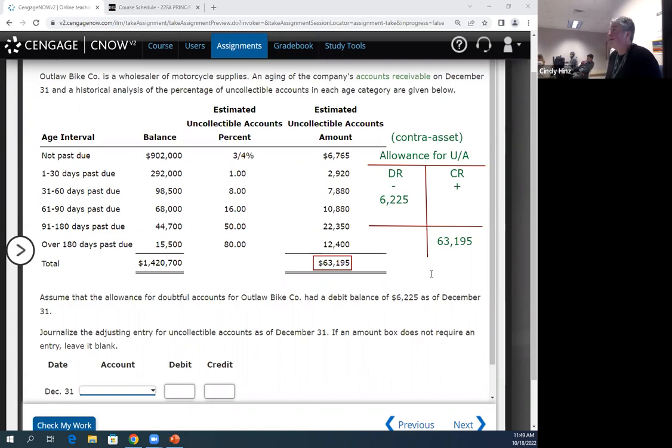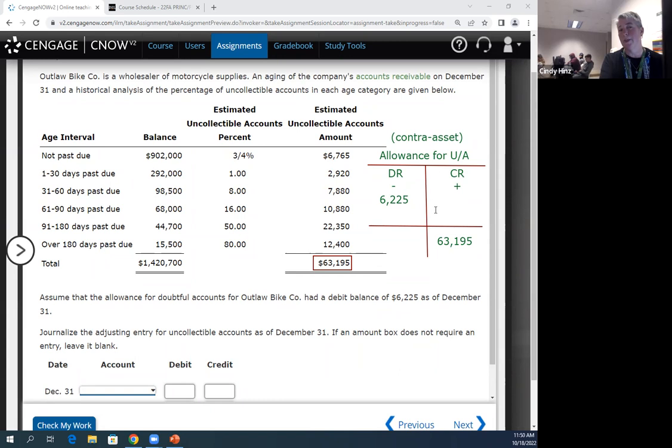Okay, 6225 plus 63,195. In case you said that, I've already added those together, and the total is $69,420. Now what do we do? So I had to add those two numbers together. Now what do I do with that number? $69,420. What do I do with that? On the debit side? If I put it on the debit side, what would happen? Okay, but if I debit this account, what's going to happen? Is it going to give it a credit balance if I debit this account?